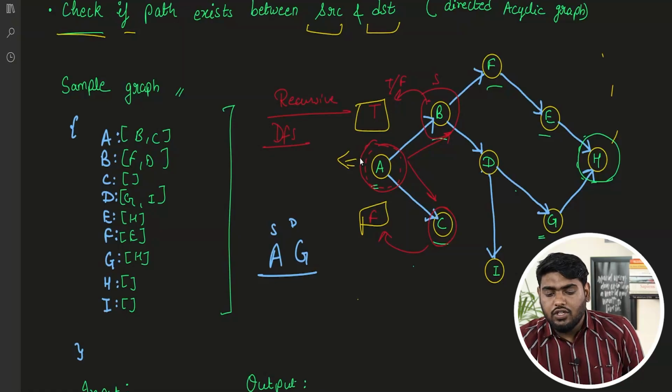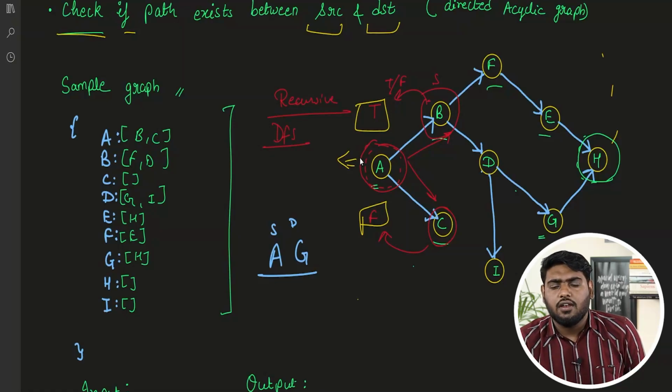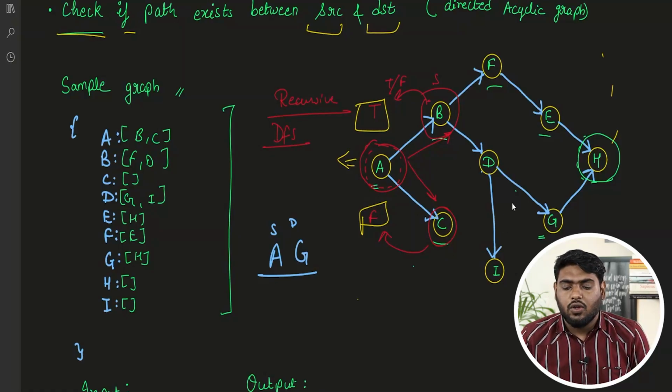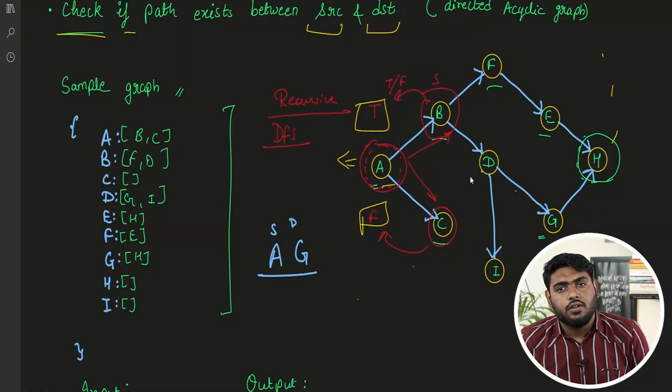Can we reach H through A? Yes, surely we can. We can take up this B path, right? So no matter all the answers that A is getting, if A is getting just one true, then we can say that we can reach from A to H, right?